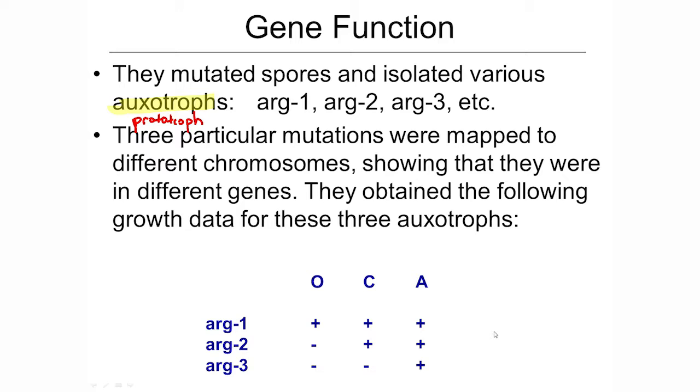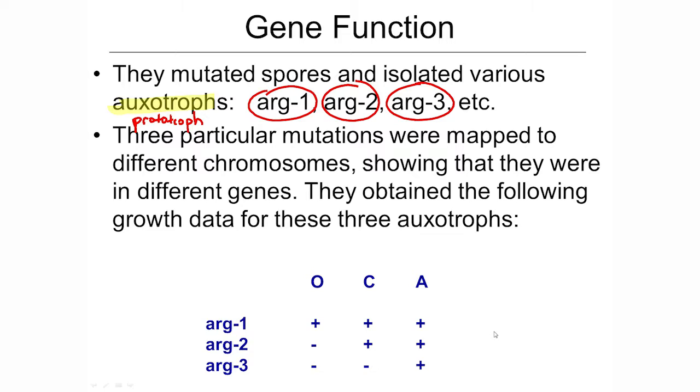I don't remember what they did. Maybe they irradiated the spores. We talked about last time the various ways that you could induce mutations. So they just started cataloging these mutants. They called one Arg minus number 1, Arg minus number 2, Arg minus number 3. They collected a whole bunch of them. So obviously I'm going to be condensing this data and presenting it to you in a much simpler fashion than they did.